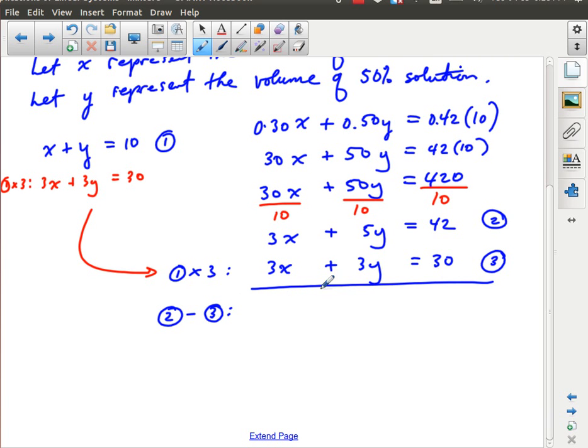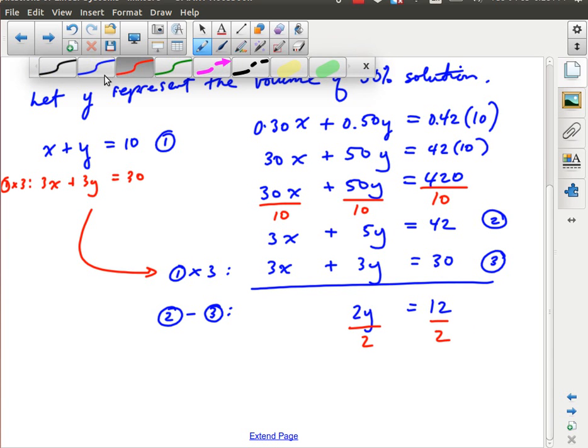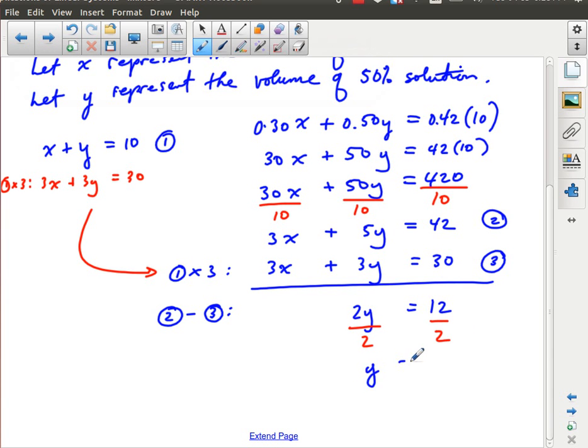3x minus 3x is 0. 5y minus 3y is 2y. 42 minus 30 is equal to 12. And then to solve that, divide both sides by 2. And I end up with y is equal to 6.